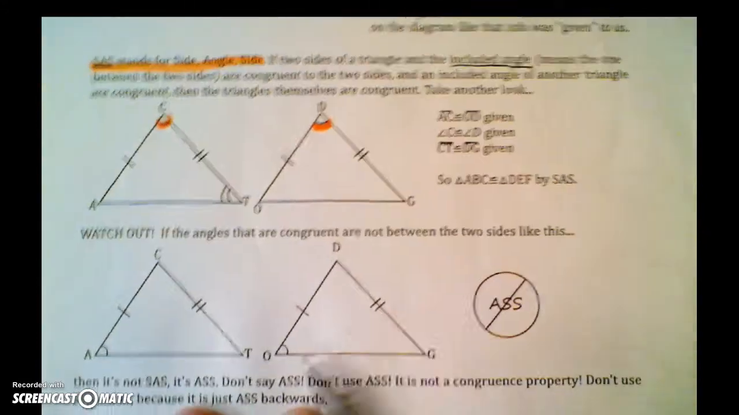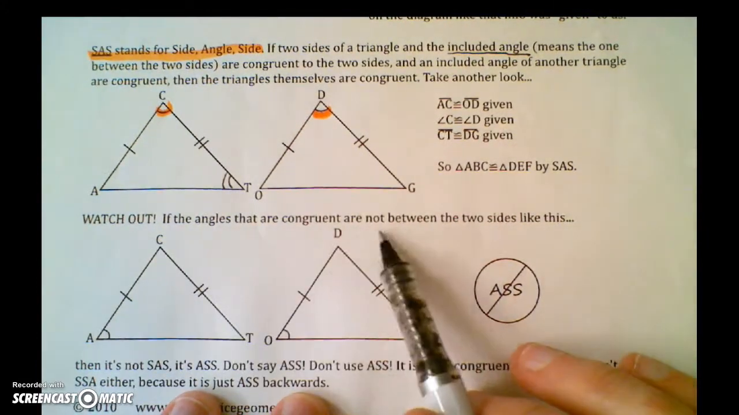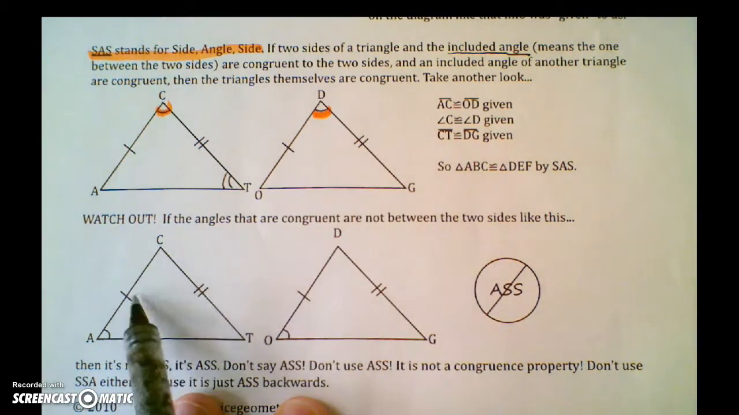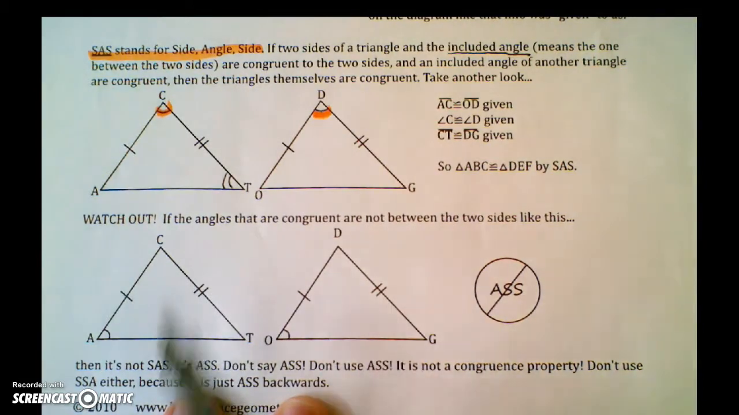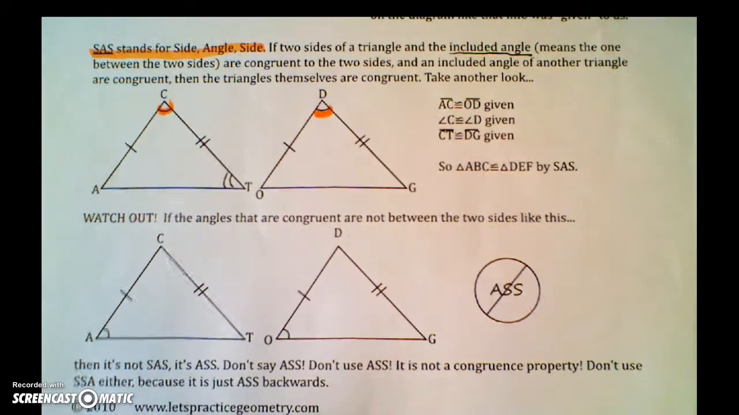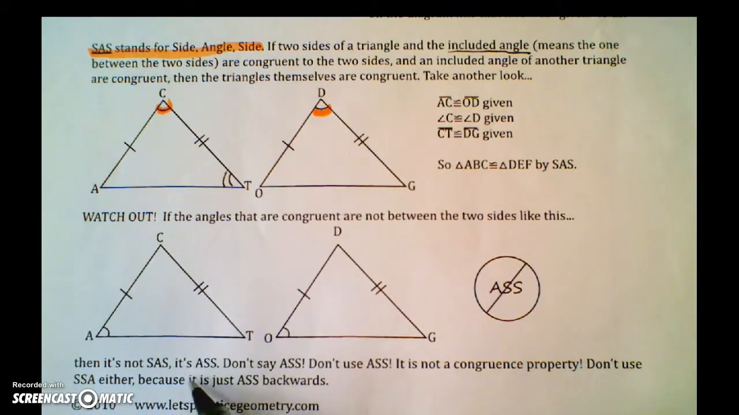Watch out. If the angles that are congruent are not between the two sides, so here's another example. Notice how the angle is not between the two congruent sides. You have an angle, side, side. Angle, side, side. Look at what that word spells. ASS. This is not a way to prove triangles congruent. So it's not SAS, it's ASS.